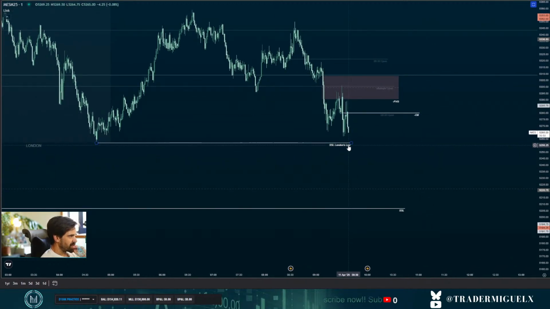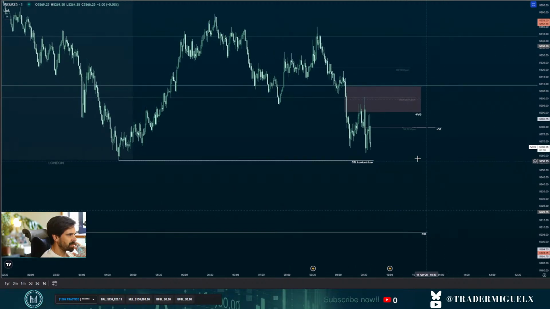Sell side liquidity, the first target for the sell side liquidity is almost reached. We still don't have any kind of fair value gap. We might have one here, but we need to have a closure first. No fair value gap, so price is really trying to decide itself where it wants to go.